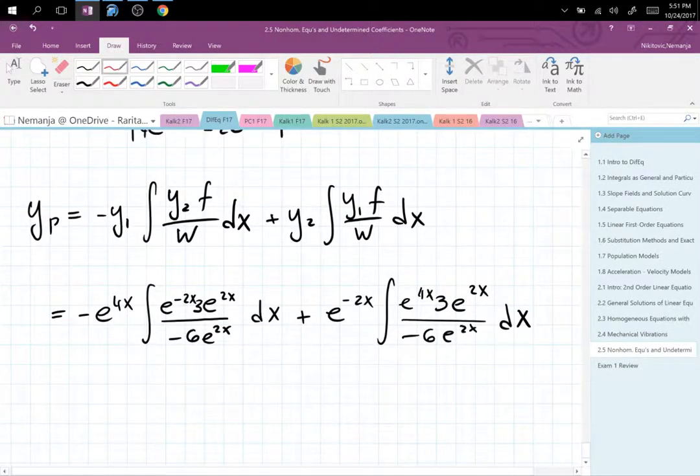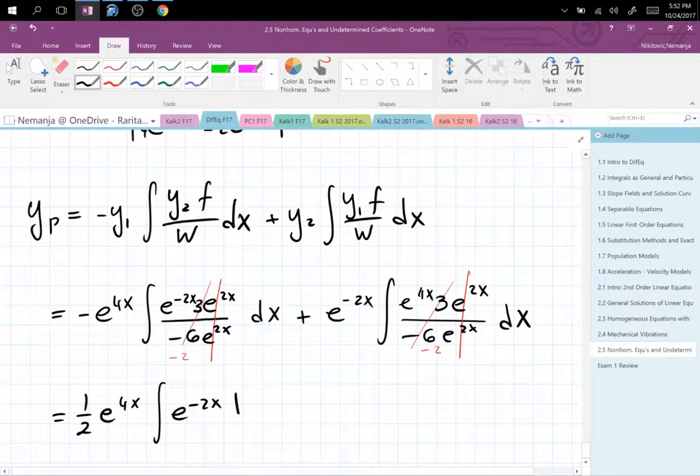Cancel. This is cancel 3 and negative 6, put negative 2 outside of the integral. So I have now negative 1/2 and negative in front creates positive, so 1/2 e to the 4x integral of e negative 2x dx. And then over here negative half goes outside, e negative 2x integral e 4x dx.